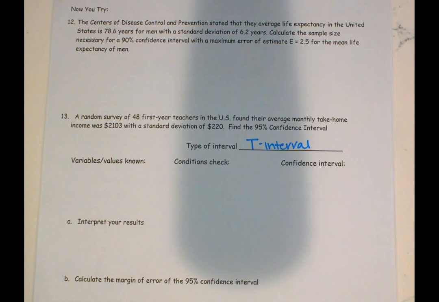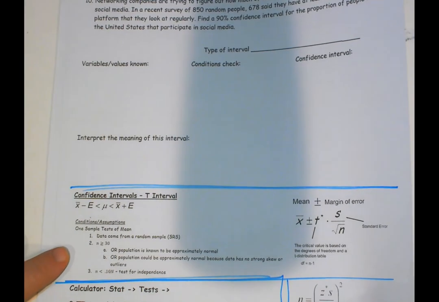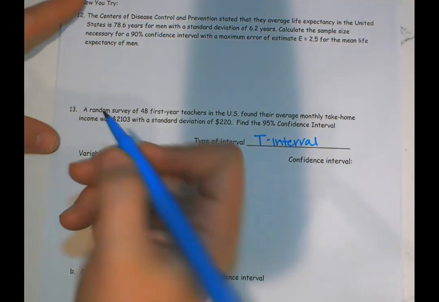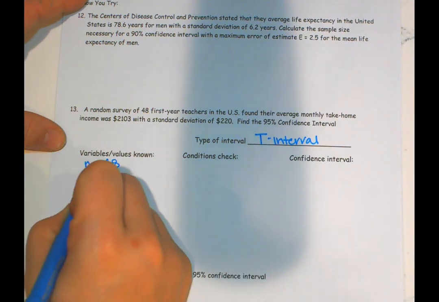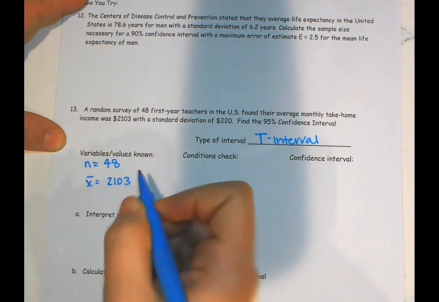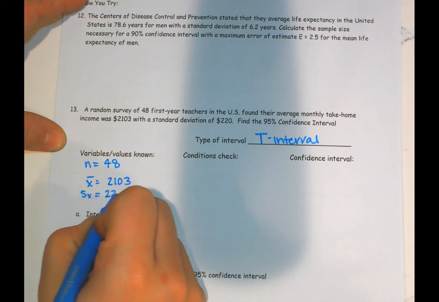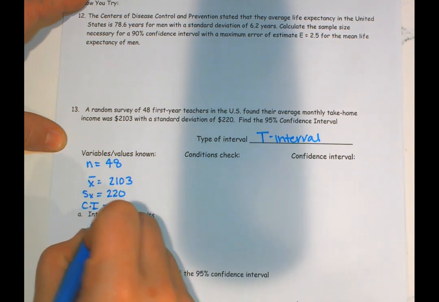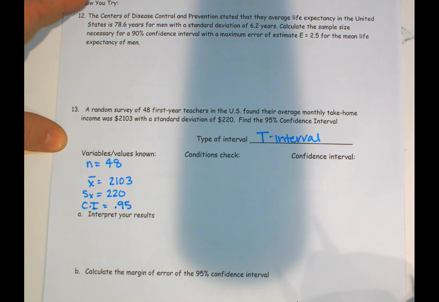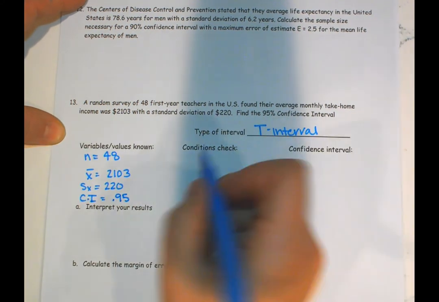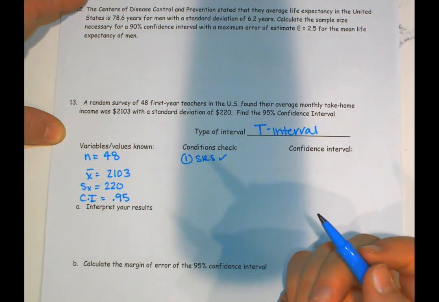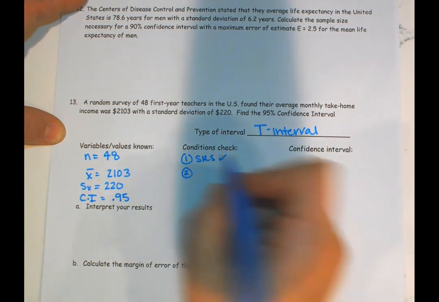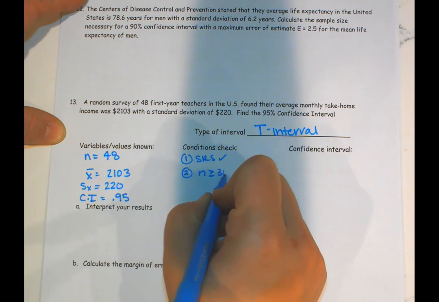Again, we have the conditions for us, so we don't need to have them memorized, but we will have to check these three conditions. So we know that here our n value is 48. Our mean is 2,103. Our standard deviation is 220. And then for our confidence level, it is 0.95. So that's all the stuff we get from our problem. I want to do a simple random sample, which it says a random survey. So we'll say that condition's met. For a t-interval, this condition is just that n is greater than or equal to 30.